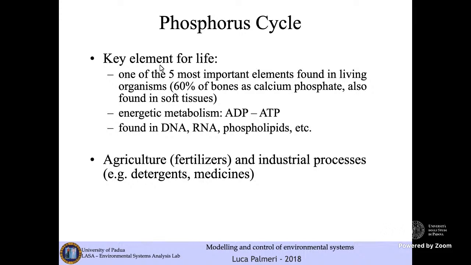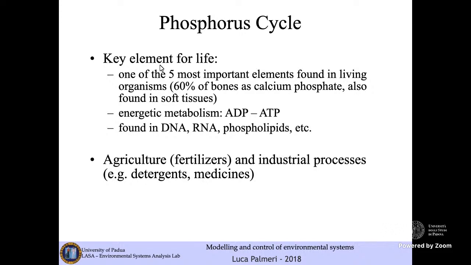Phosphorus is, of course, found in DNA and RNA. Phosphorus is present, for example, in the membranes, and by now you should know how important membranes are. For example, membranes, I remind you, are phospholipid structures that separate the internal environment of the cell from the external unstable environment of the surrounding conditions.